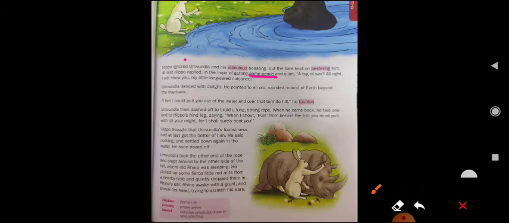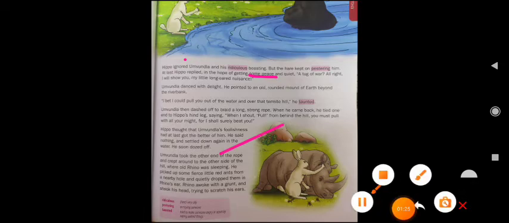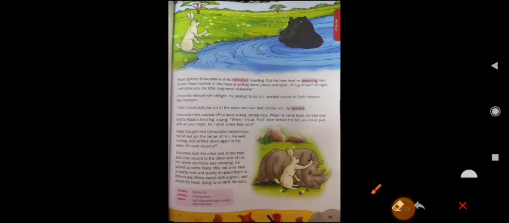So children, what is meant by pestering? Yes, pestering means annoying someone. Pestering means what children? Pestering means annoying. So ridiculous means what children? Ridiculous means very silly. And what is meant by pestering? Pestering means annoying someone. So Hippo ignored Umundla and his ridiculous boasting, but the hare kept on pestering him.